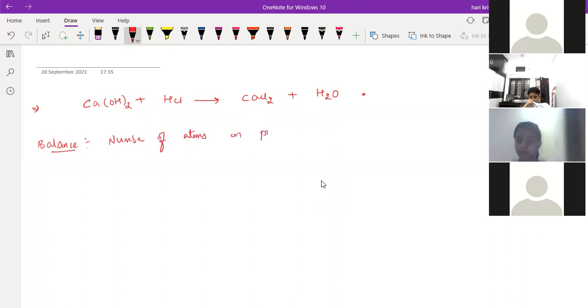The number of atoms on the reactant side should be equal to the number of atoms on the product side.